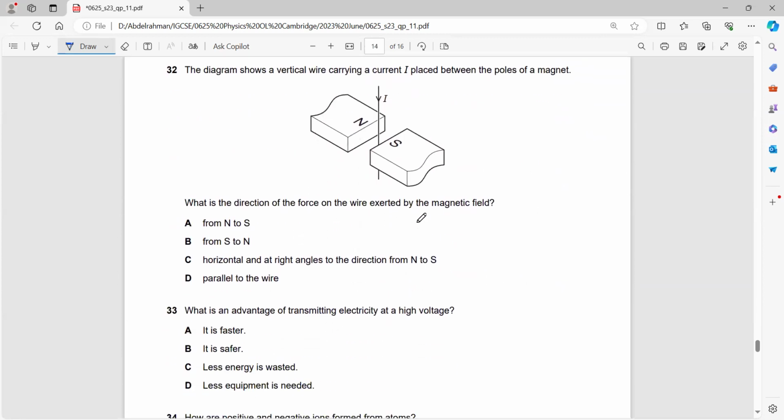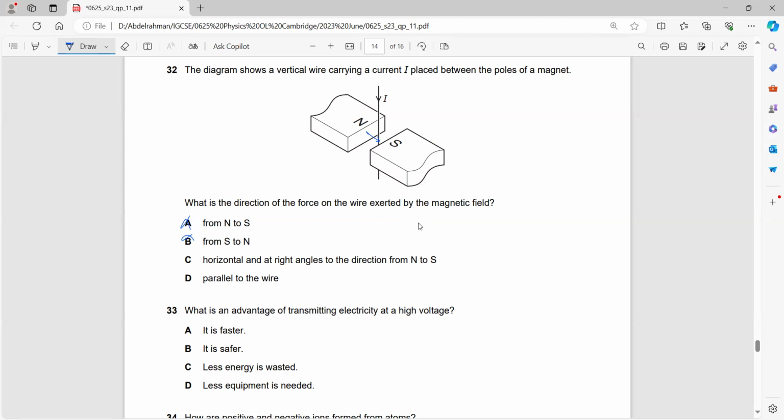The diagram shows a vertical wire carrying current. What is the direction of the force on the wire? To be very clear, the question is not asking you to actually state the direction of the motion. You're not required to say if it's moving to the left or to the right. You know for a fact that it will not move from north to south or from south to north. Why? Because this is the direction of the magnetic field. So A and B are wrong.